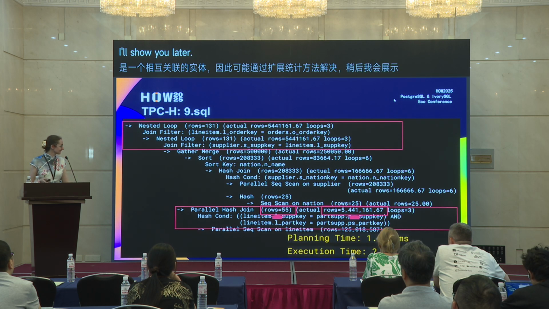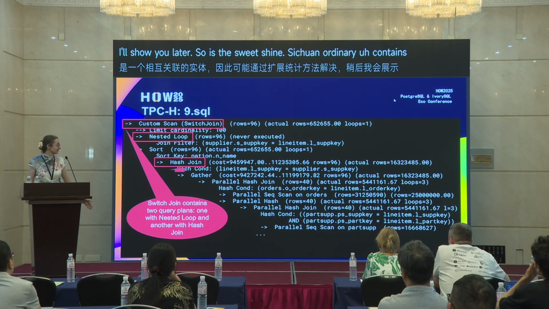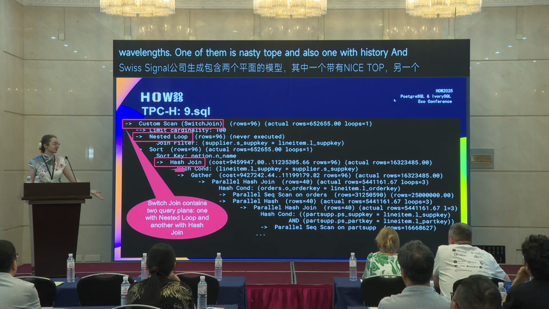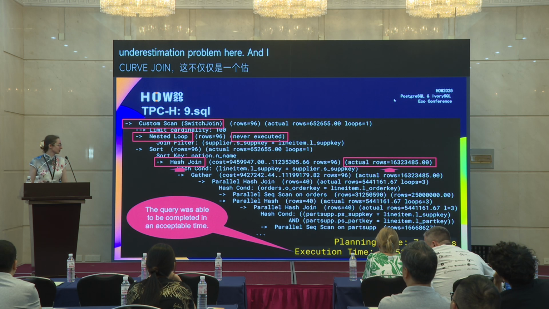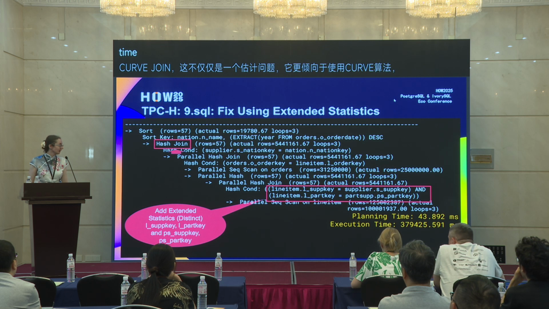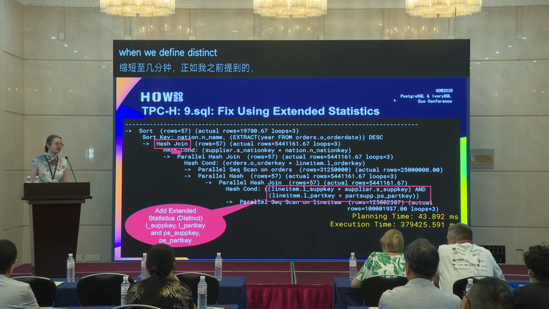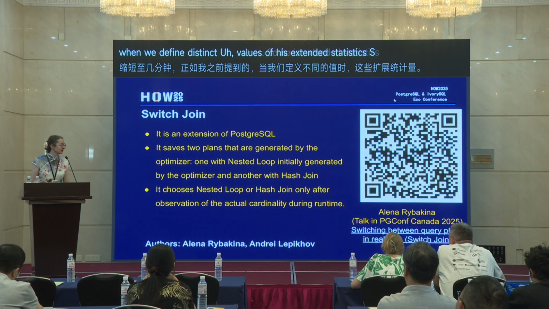And so with switch join, it contains two query plans, one of them with nested loop, another one with hash join. And it noticed the underestimation problem here, and it prefers using the hash join algorithm. Execution time was cut down to several minutes again. As I mentioned before, when we define distinct values with extended statistics, we got almost the same results.